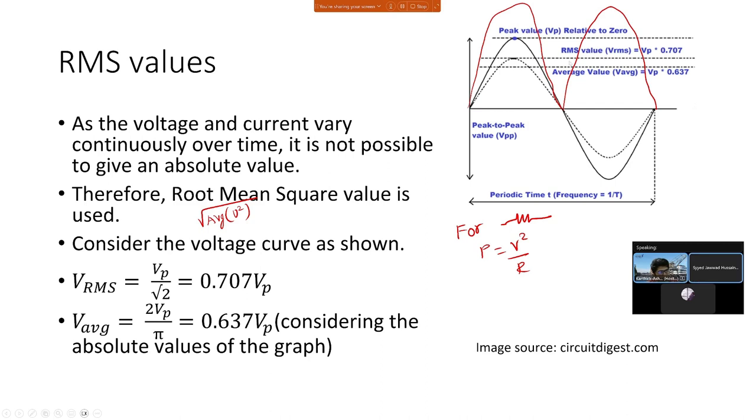So just remember this conversion factor. RMS is peak voltage times 0.707, which is the peak voltage by root 2. For average as well, you have a conversion, but you will never use it. So not important.